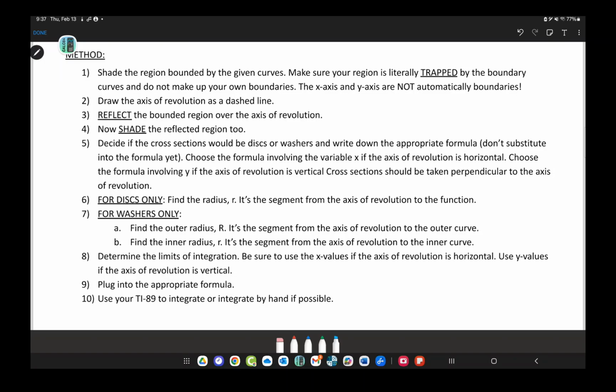For washers only, find the outer radius. It's a segment from the axis of revolution to the outer curve. The inner radius is the segment from the axis of revolution to the inner curve. Determine the limits of integration. Be sure to use x values if the axis of revolution is horizontal, and use y values if it's vertical. Plug into the formula and then use your calculator or integrate by hand if possible.